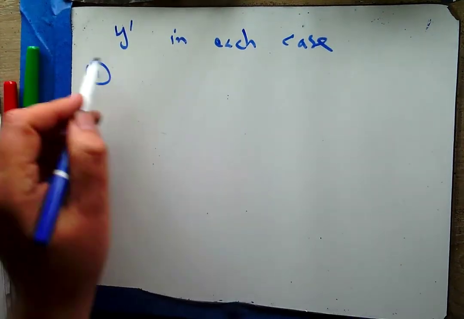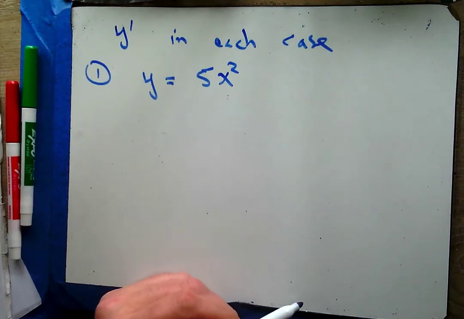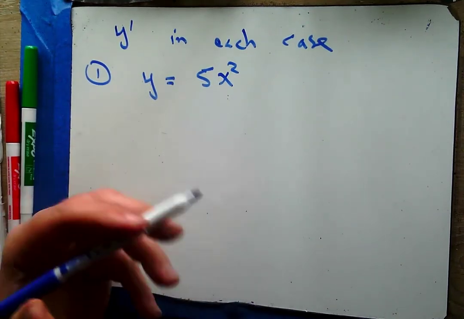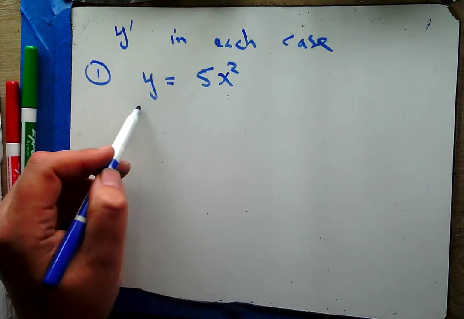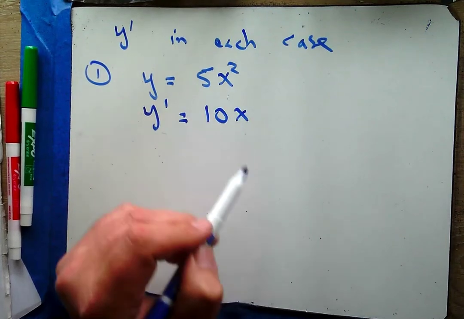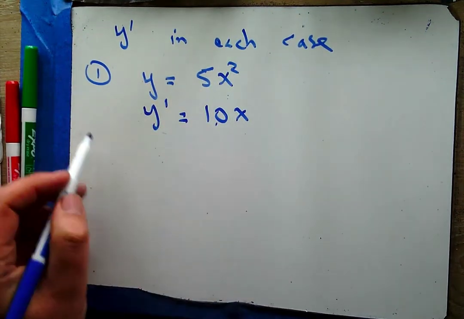Okay, 1. Y equals 5x squared. You have plenty of time. Did you say 10x? Because you brought the 2 down, 2 times 5 is 10, and you subtracted 1.